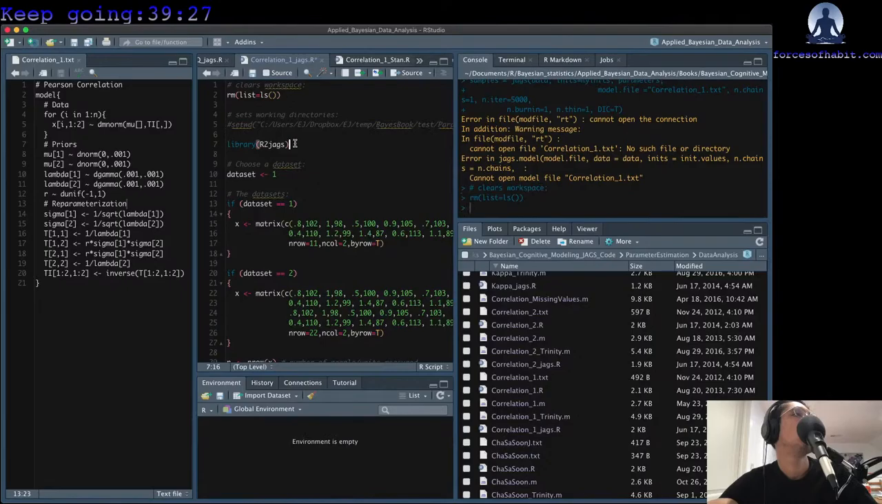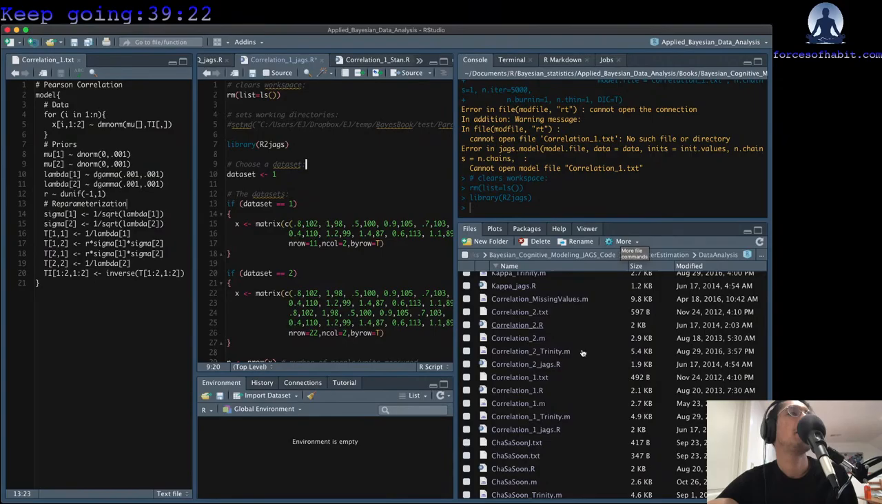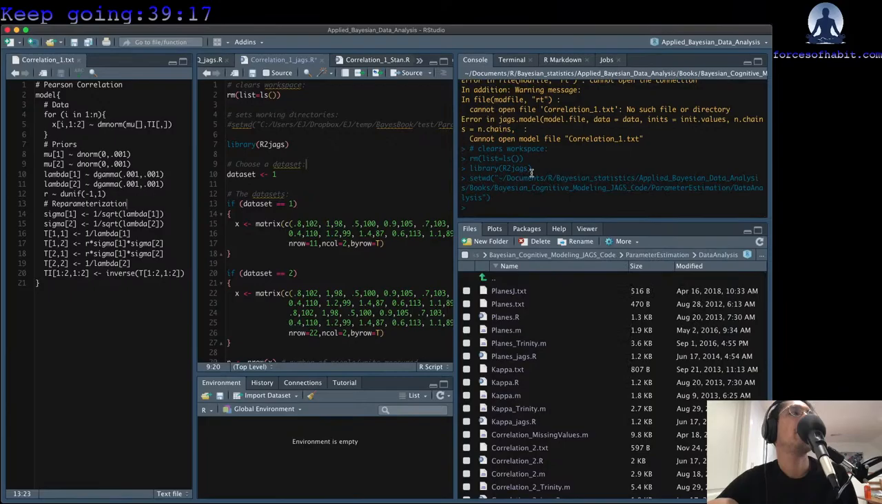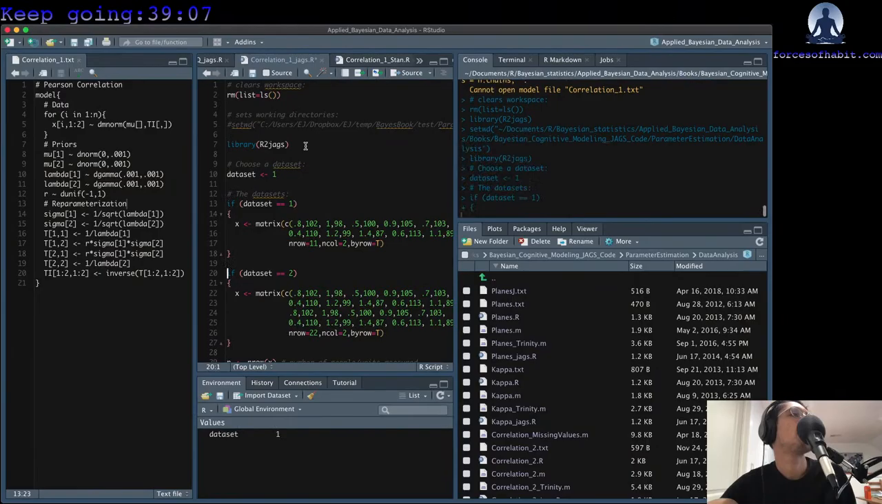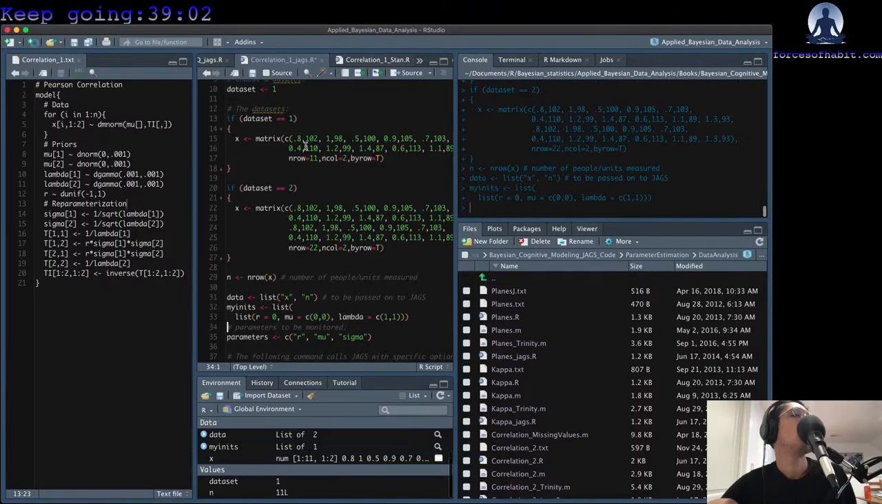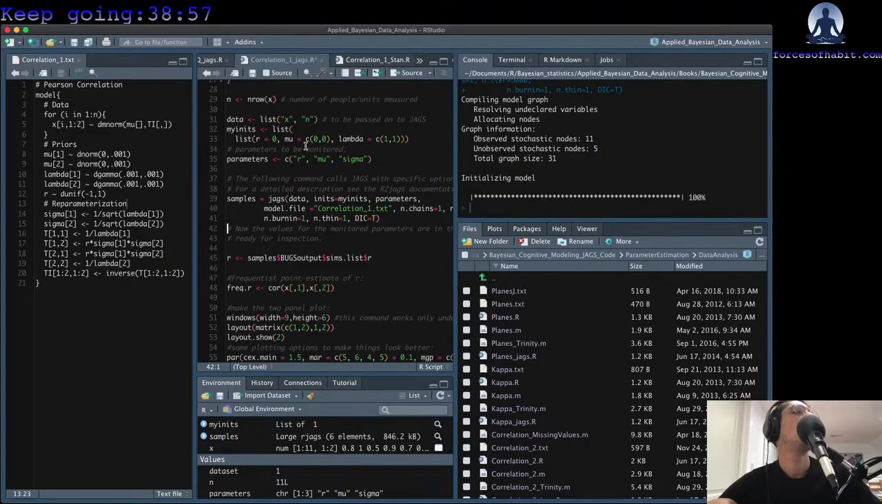Must not forget, we set a working directory because we are in a new folder, data analysis. We're not in Gaussian anymore. Now we can look at R.